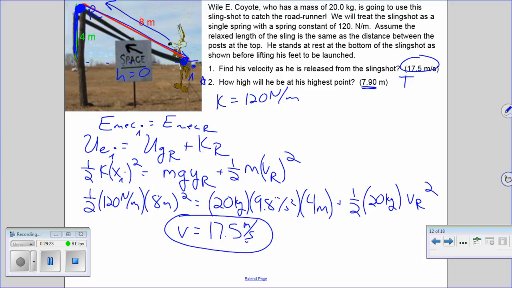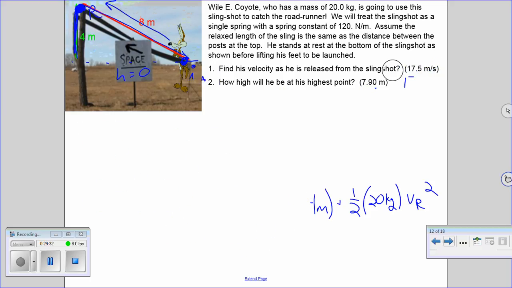Okay, so to do part B, let me clear up the board here. Oh shoot, I just erased something that I didn't want to erase.